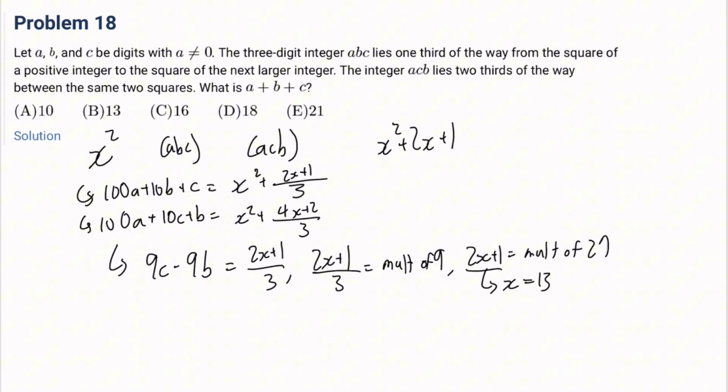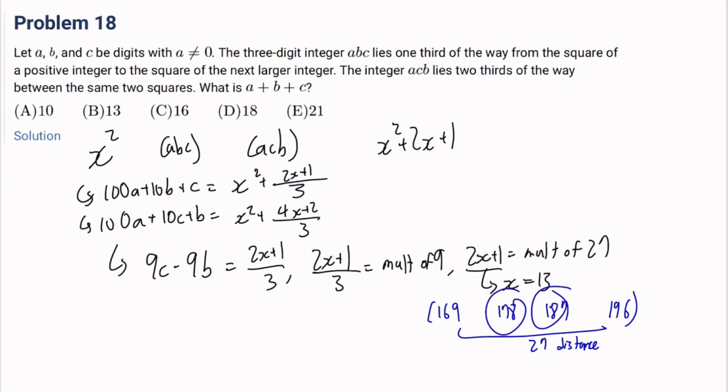And so if we test that, it gives us 13 squared, which is 169, and then 196, right? And so the distance is 27, so 1/3 of the way after that will be 178, right? And then 9 more will be 187, and these are ABC and ACB. And so ABC is 178, so 1 plus 7 plus 8 equals 16. So 16 is the answer. It's C.